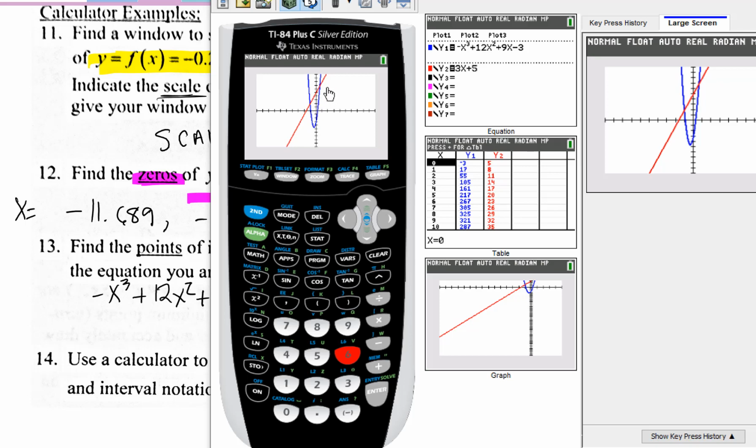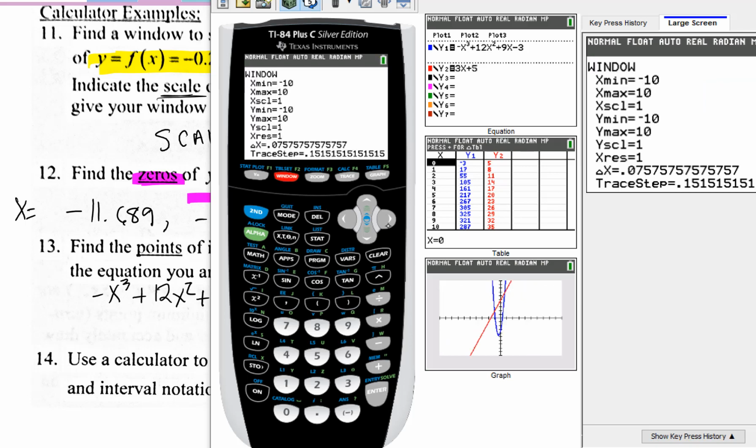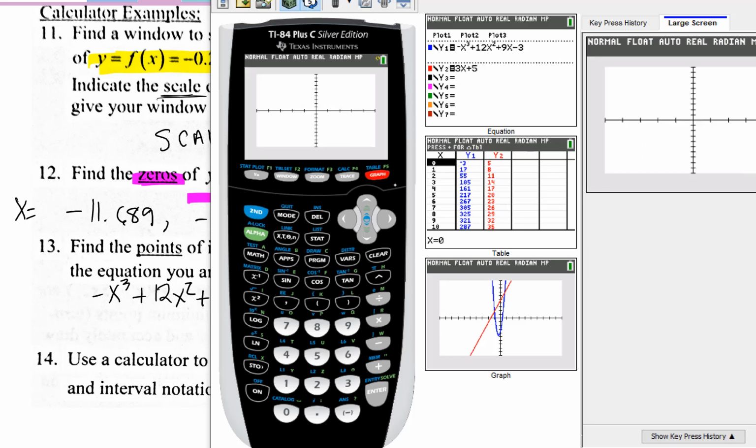But I do want to zoom in. I'm looking at those points of intersection, so I'm going to change the window just for my own convenience to negative 5 to 5 on the x-axis. Kind of zoom that in. And we didn't need to zoom in, but I like to do that.